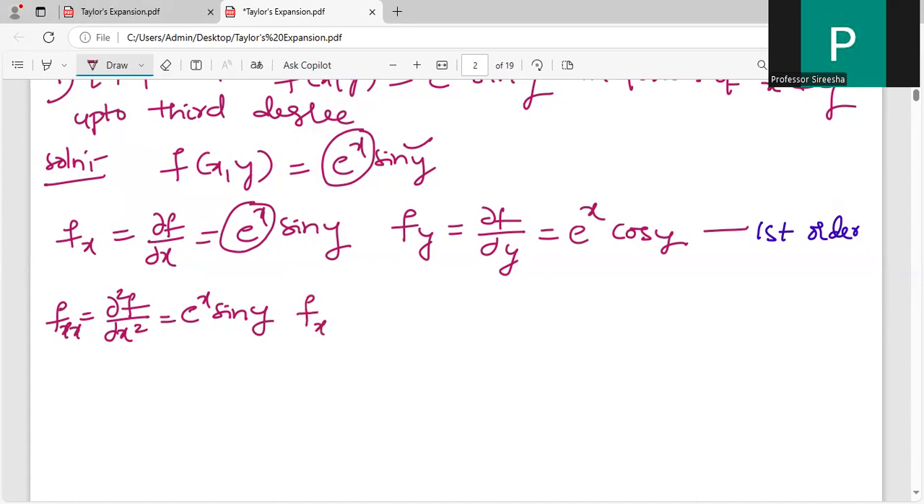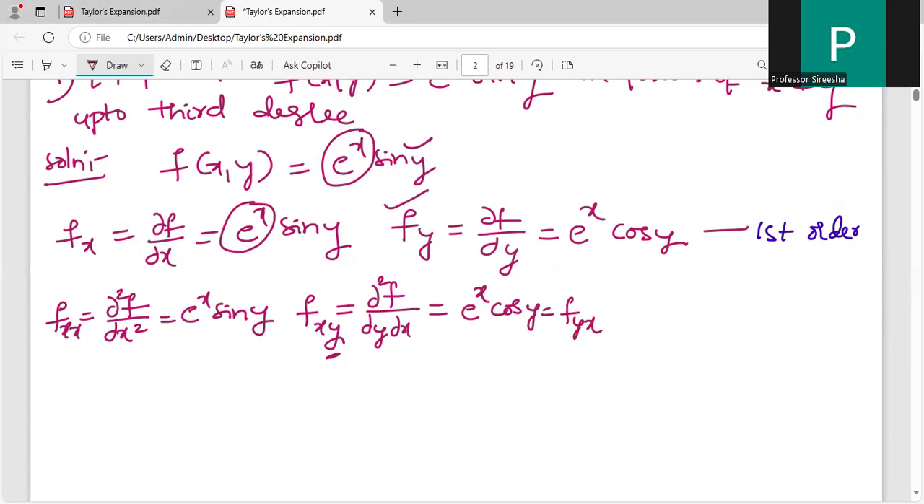Now, fx I have already differentiated, and I am doing it with respect to y again. It's nothing but, see here, dou f by dou y dou x, first with respect to x and then with respect to y. Either way I get the same answer, right? E power x is a constant because I'm differentiating with respect to y, right? So sine y derivative would be cos y, guys. This is the same as fyx as well. Please do check, for confirmation.